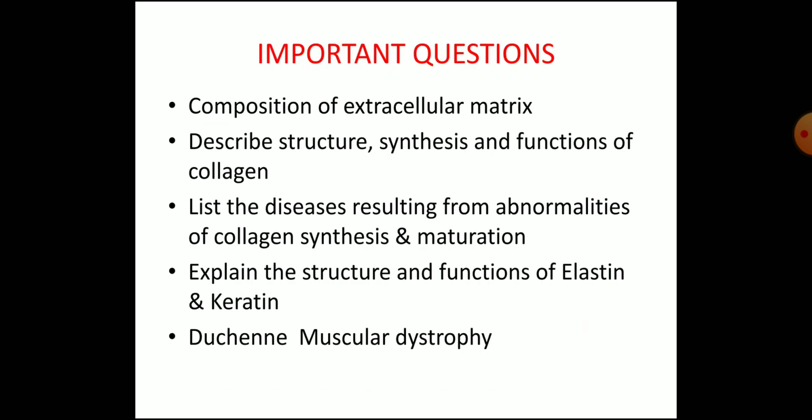Important questions are composition of extracellular matrix, describe the structure, synthesis and functions of collagen, list the diseases resulting from the abnormalities of collagen synthesis and maturation, explain the structure and functions of elastin and keratin, and one disorder, Duchenne Muscular Dystrophy. So these are the ones which I am going to discuss today, but you have to read the chapter thoroughly because anything can be asked from that chapter.